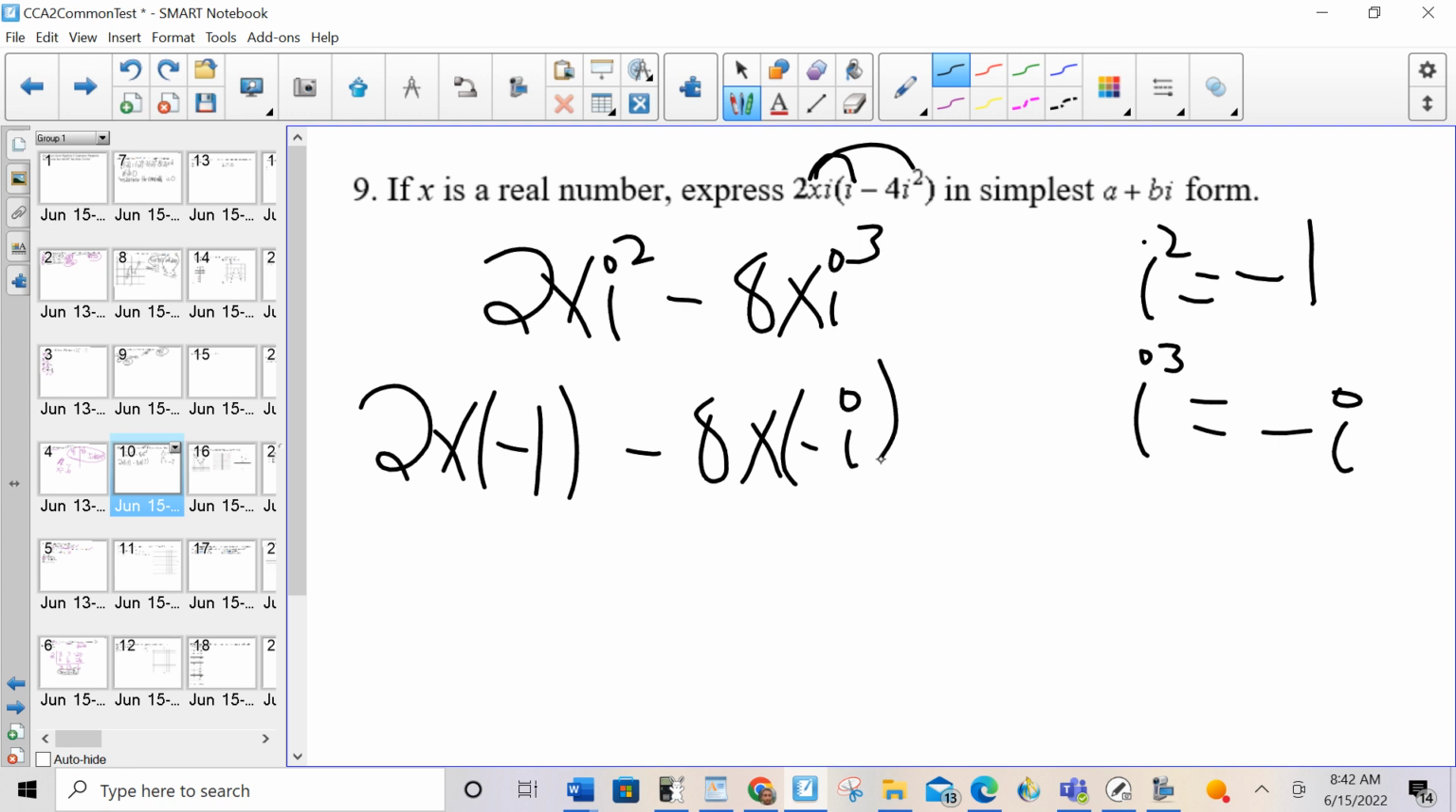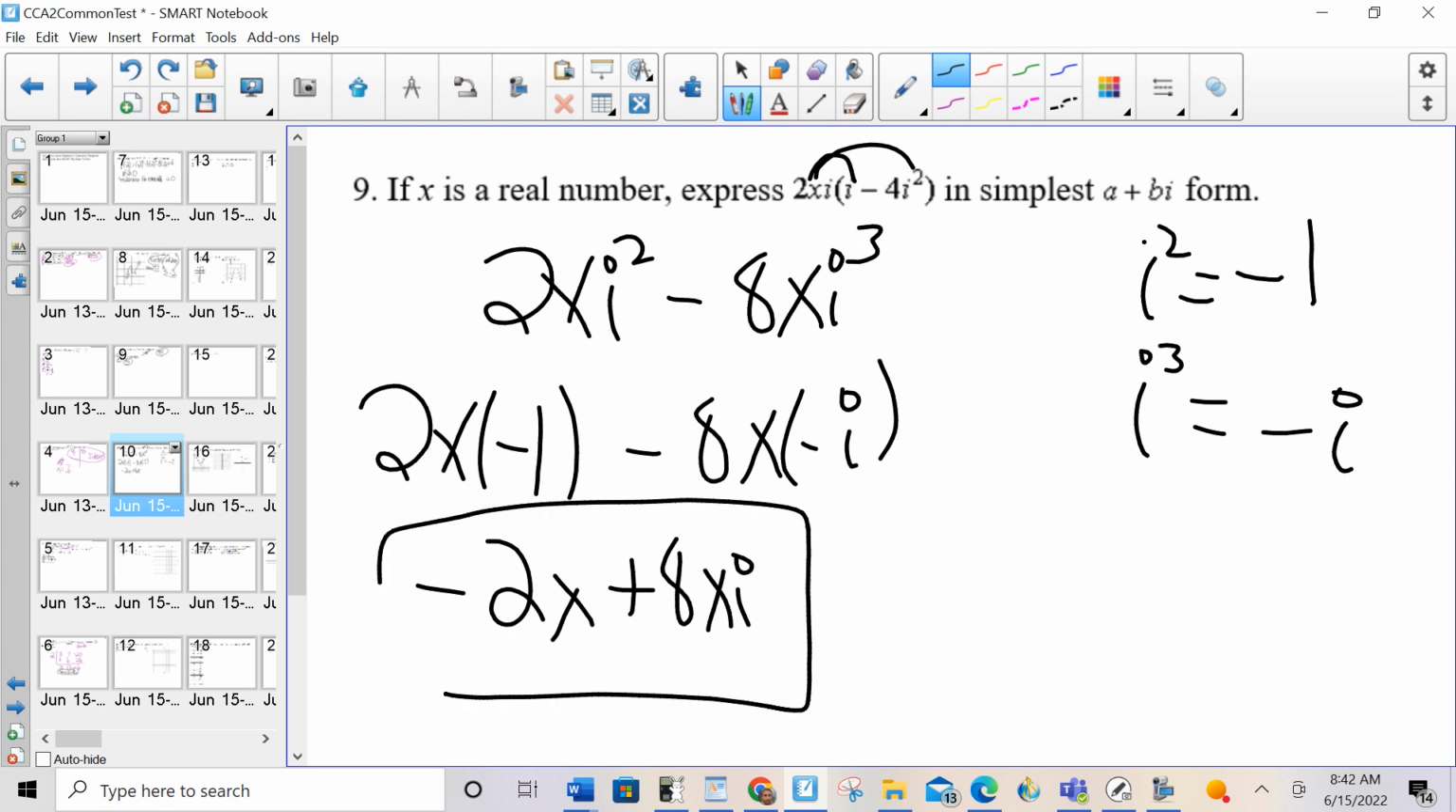I work it back through. 2x times negative 1 is negative 2x. Negative 8x times negative i is positive 8xi. That's your answer. When it says a plus bi form, that just means there's going to be an i in the answer, and the i comes at the end and the non-i term comes first.